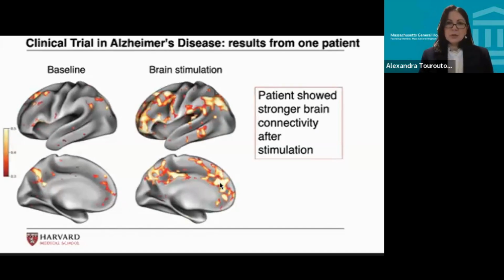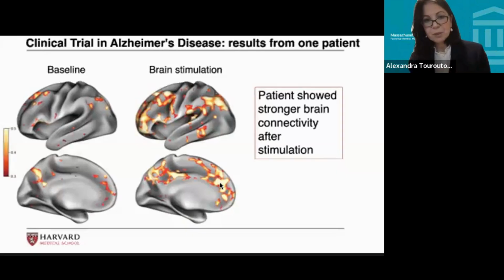But I hope I show you today the potential to use brain imaging findings from healthy older adults, successful agers, and translate them for direct benefits for patients with Alzheimer's disease.